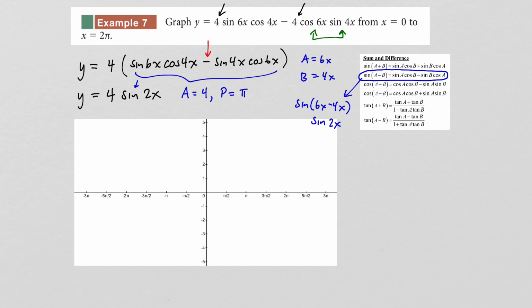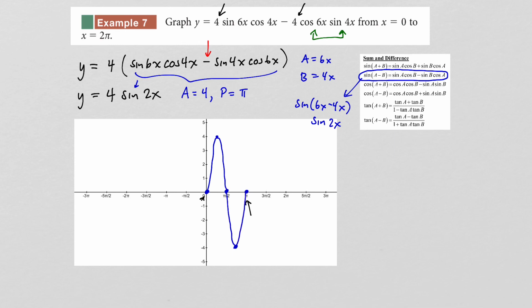So from 0 to pi, we will have one period for this graph. So it will start here. It will end here. And we know that sine starts at the origin. It also ends at that level, and halfway in between is at that level. And then it will reach a high point of 4 here and a low point of negative 4 here. So this is what the graph looks like.